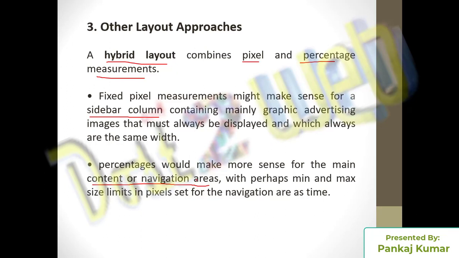The navigation area, even the menu bar, should get adjusted accordingly when you open it on mobile, that means according to the browser size or the size of the device. It will resolve this with perhaps minimum and maximum size limits in pixels set for the navigation. That means you will fix it using percentage. So when you reduce any browser, automatically it will reduce and fit. So both problems will get solved with the hybrid layout.